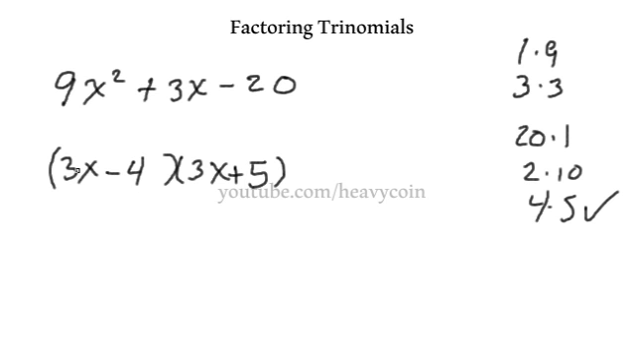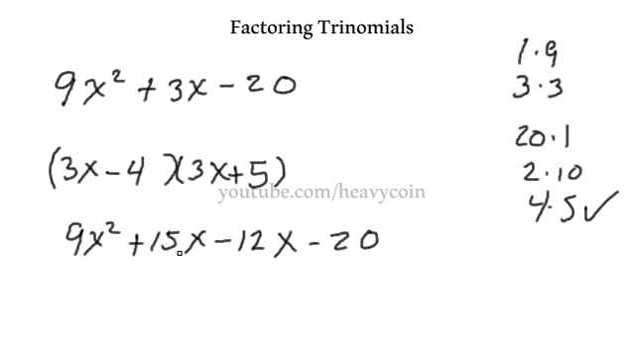Alright, so let's check this. 3x times 3x is 9x squared. 3x times 5 is 15x. Negative 4 times 3x is going to be negative 12x. And negative 4 times 5 is negative 20. And so 15 minus 12 is going to end up being just 3x. So as you can see, it will be 9x squared plus 3x minus 20 after we simplify this down.